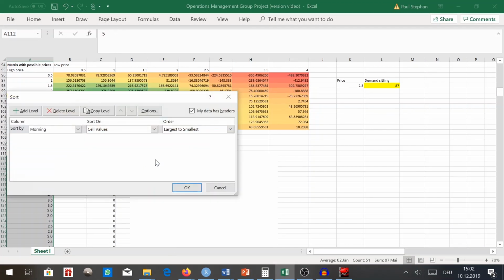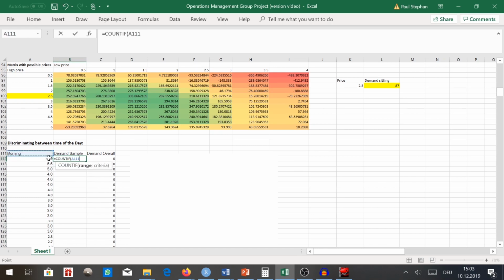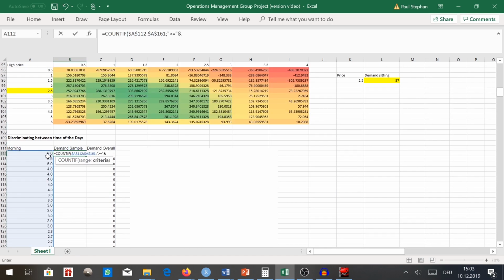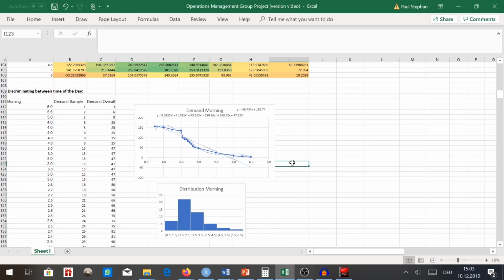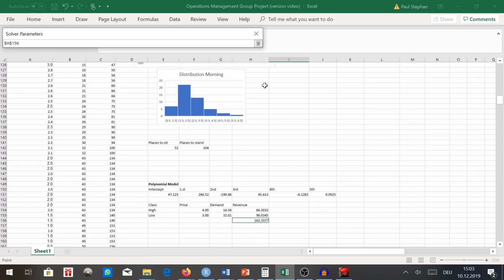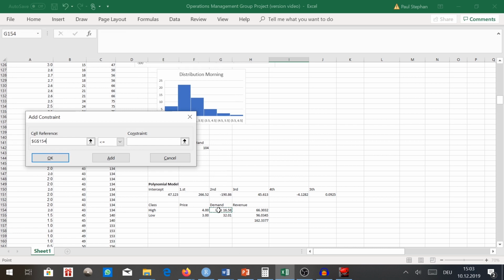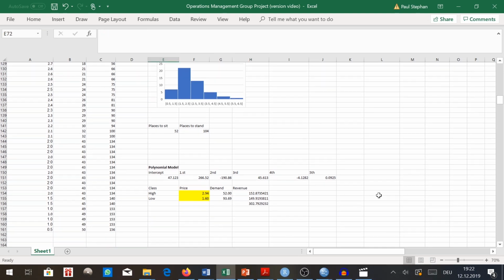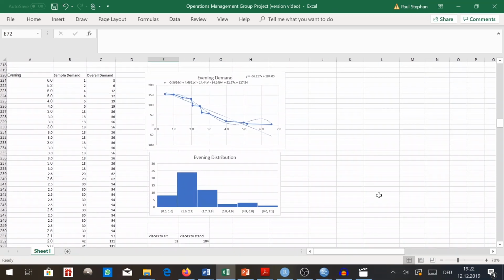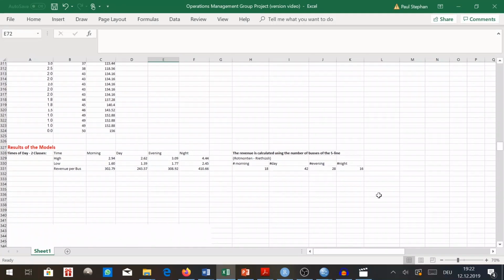We used the same procedure every time. We sorted the values, calculated the overall demand, and chose the fifth polynomial as our best-fitting trend line because of the normal distribution. Then we calculated the optimal price for the classes using the equation and the Excel solver while keeping the capacity restriction in mind. After repeating this for every time of day, we gathered the results in this table.